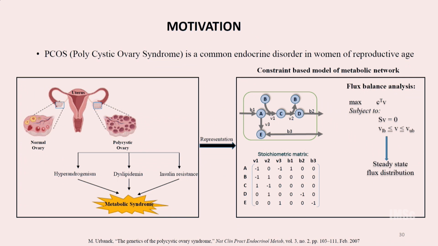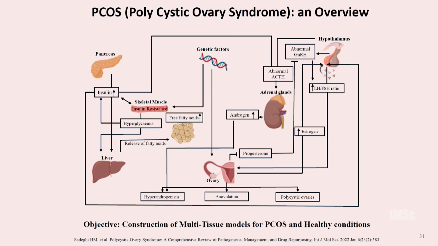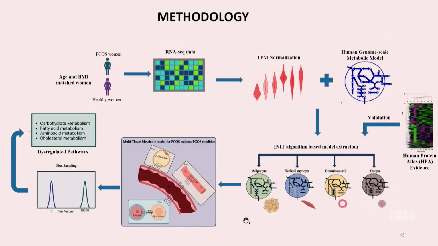The only challenge is that when we try to do literature survey, we realize it is more complex than we thought. So finally we decided, let's look at all the tissue models and see how we can integrate these tissues together using some certain conditions. So our objective was the construction of multi-tissue models for the PCOS and the healthy conditions.